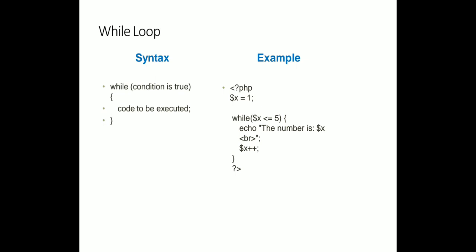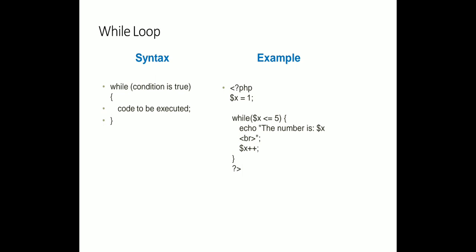Okay. So as example, we have started the PHP code and define a variable $x equals to 1. While $x is less than equals to 5, it will print the number is $x and increment the variable. Okay, that is $x plus plus. It will be incremented by 1. You can also write $x plus 1.